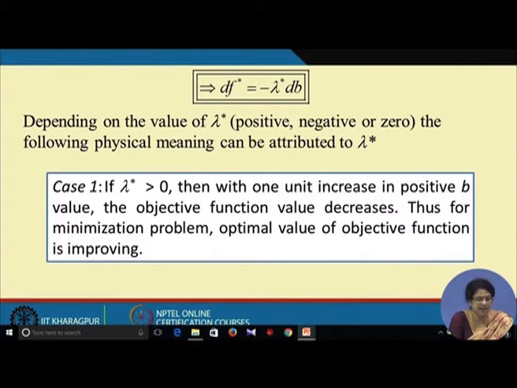What else you can say? You can say that I am changing b. I am increasing b means that I am relaxing the objective function. Then in that case we are getting better minimum value of the optimization problem. What does it mean? It means that lambda gives me the gain in the minimum problem. That is why it is being said in economics, lambda star is the marginal gain in the minimization problem. That is why always we can say lambda star, if it is positive, then if I increase b, we will get better df.